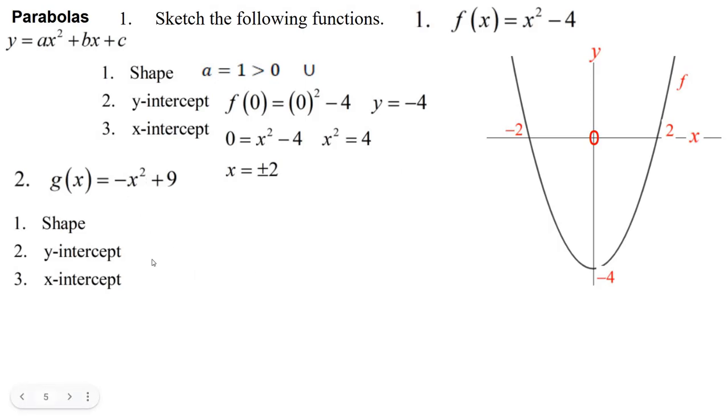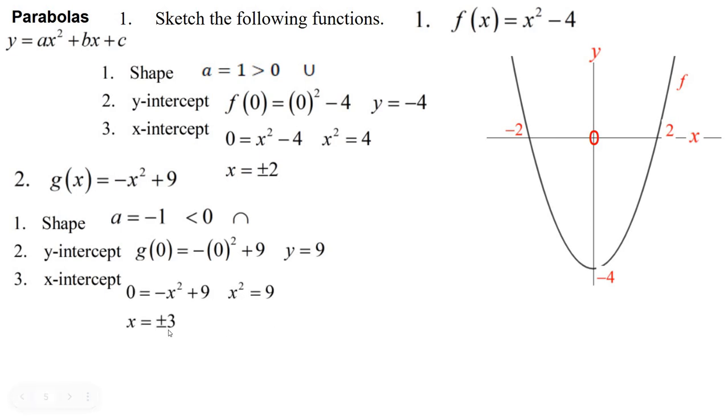Let's try minus x squared plus 9. Well, what's the shape? It's negative. That means it's unhappy. What's the y-intercept? Let x equal 0. Y is 9. Do the same thing. Let y equal 0. Add, you get x squared is 9. X is plus or minus 3.